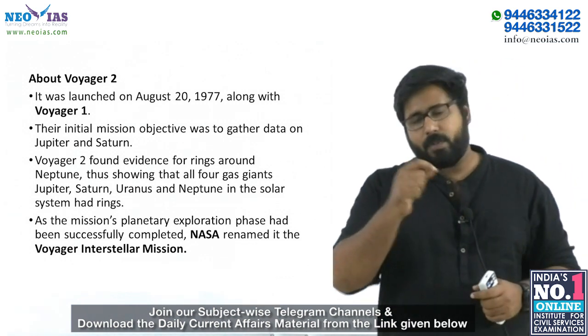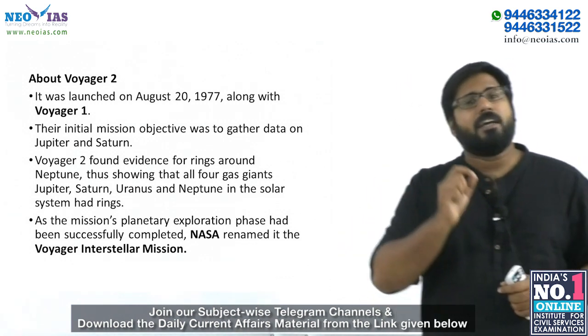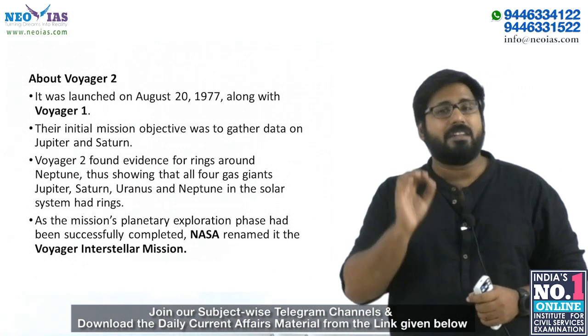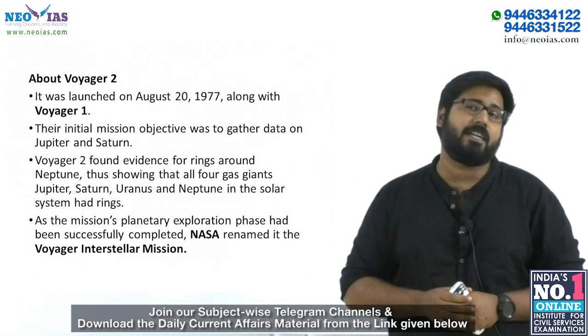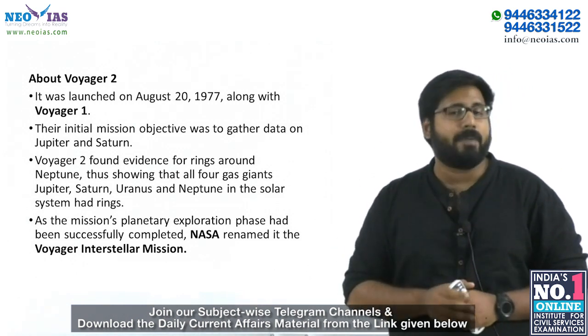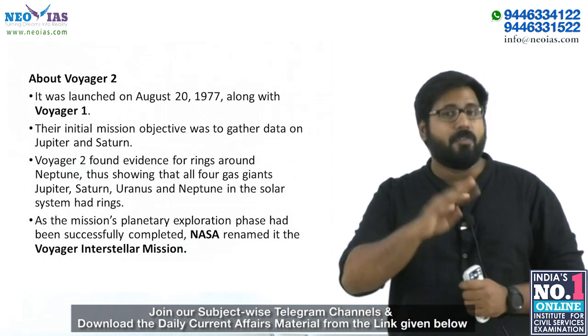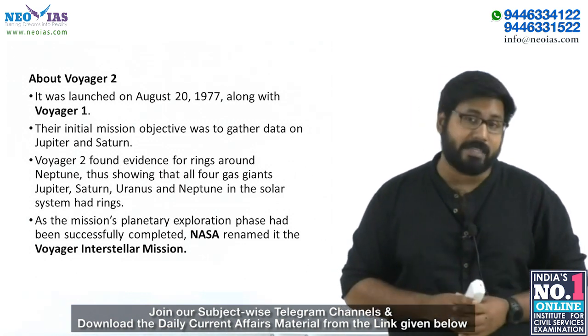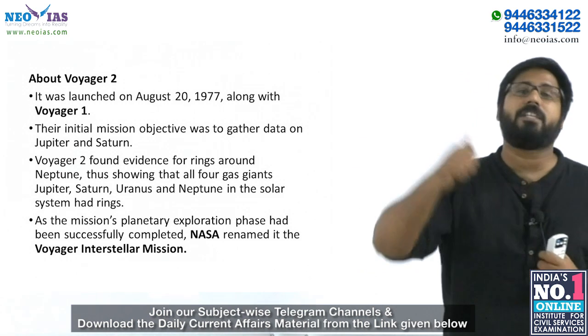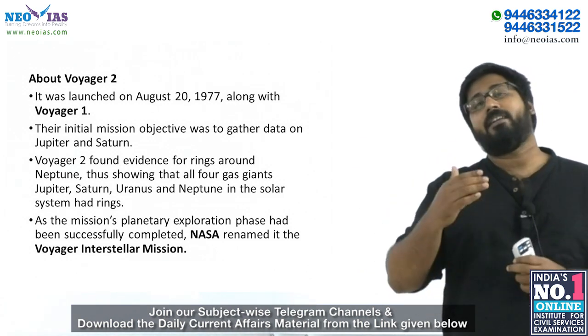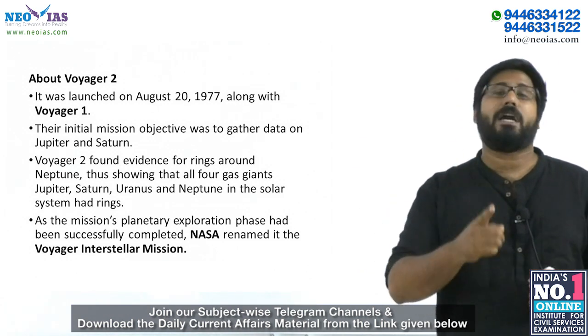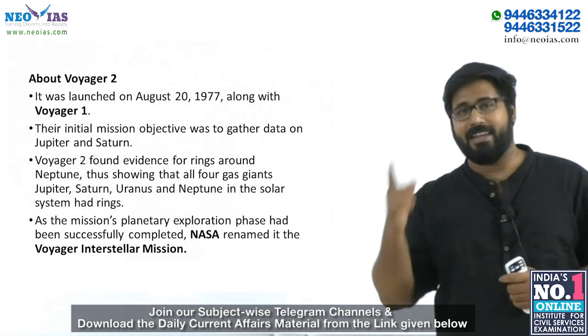Now the one thing you have to keep in mind here is that the Voyager spacecraft are the third and the fourth human spacecraft to fly beyond all the planets of our solar system, which means before them two other spacecraft also existed that had crossed the boundaries of our solar system, and those are Pioneer 10 and Pioneer 11.